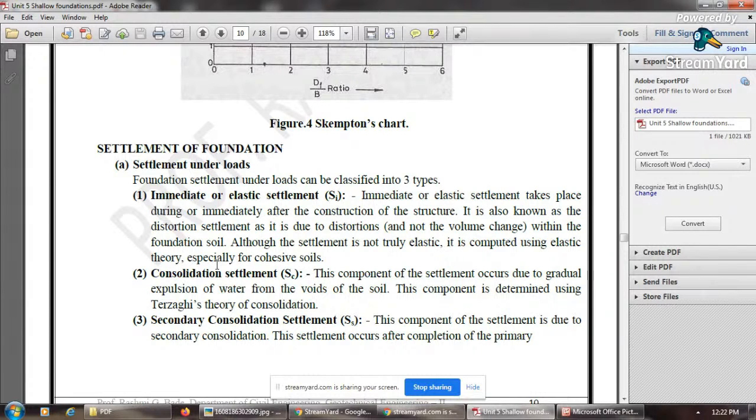So, immediate or elastic settlement means that whenever you are carrying out the constructions, it is with respect to the settlement of distortion, meaning impact loading. Whenever there is an impact loading, it is not changing the shape and size of the soil. Just because of that particular distortion loading, the volume is not changing. Since the soil is under pressure, you can say that it is immediate or elastic settlement, and it is said to be elastic for cohesive soil because it is a temporary phase.